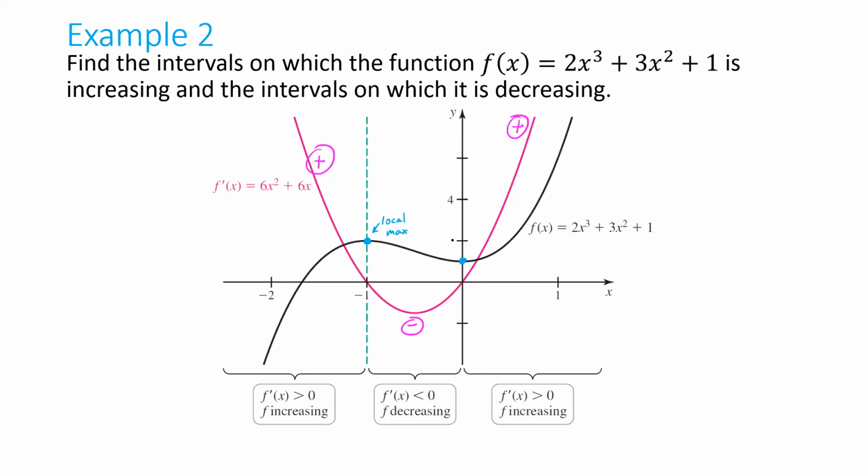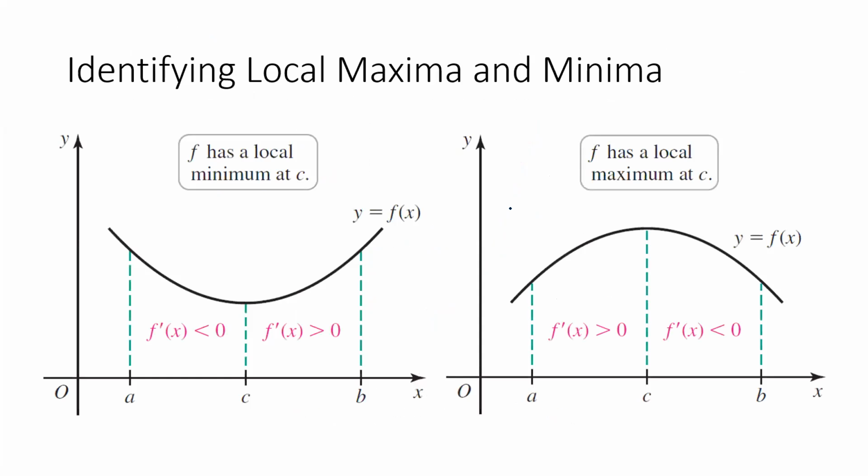And this one's the other way around. This one is decreasing before it gets to that point and then starts to increase afterwards. So that one's going to be a local min. So that's what we'll notice here: when the sign of f prime changes from negative to positive, that means we have a local minimum value at that critical point.